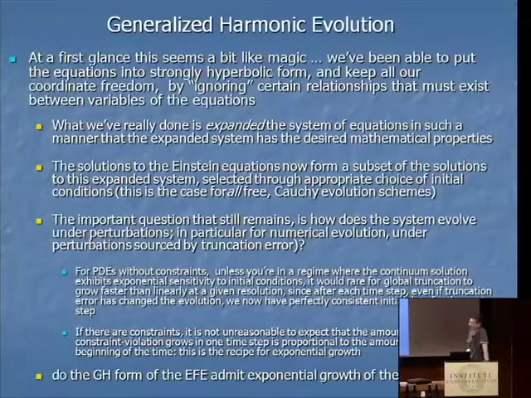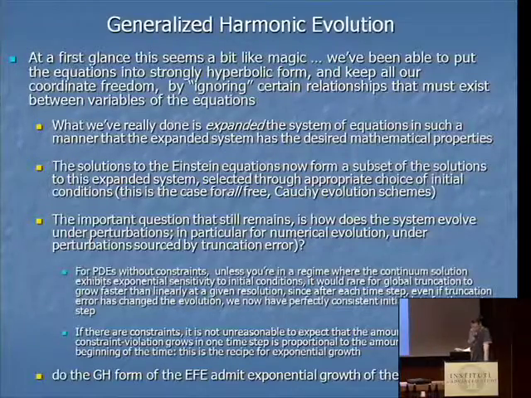And again, at least at first glance, it really looks like we've done magic. We've done stuff that we shouldn't be able to do. We've taken equations that have no definite character, added some stuff to them, and ignored the fact that there are relationships between that stuff. And somehow now we've got a completely general, mathematically well-posed evolution system with all our gauge degrees of freedom intact. But if you think about it, we're not really doing anything magical. What you're doing is expanding the system of equations in such a particular manner that the expanded system has the mathematical properties that you desire.